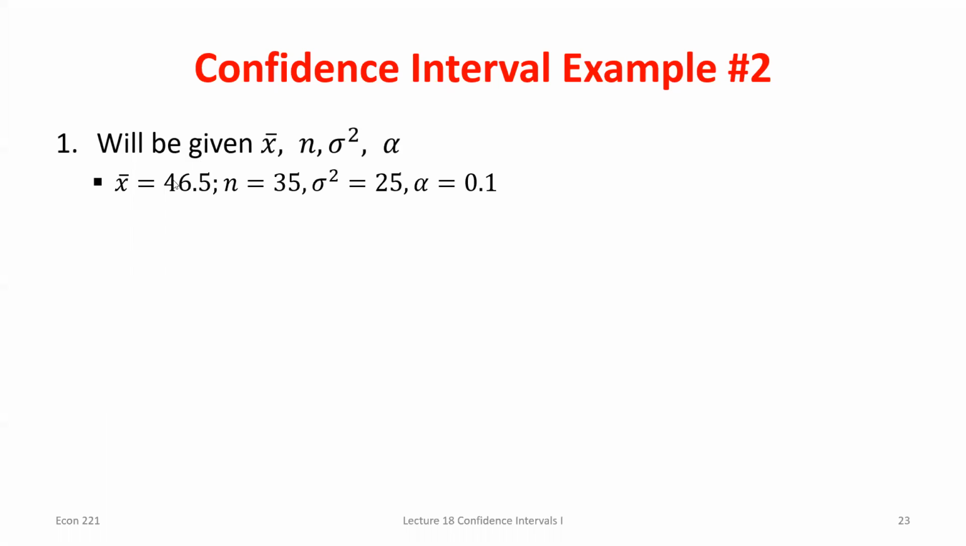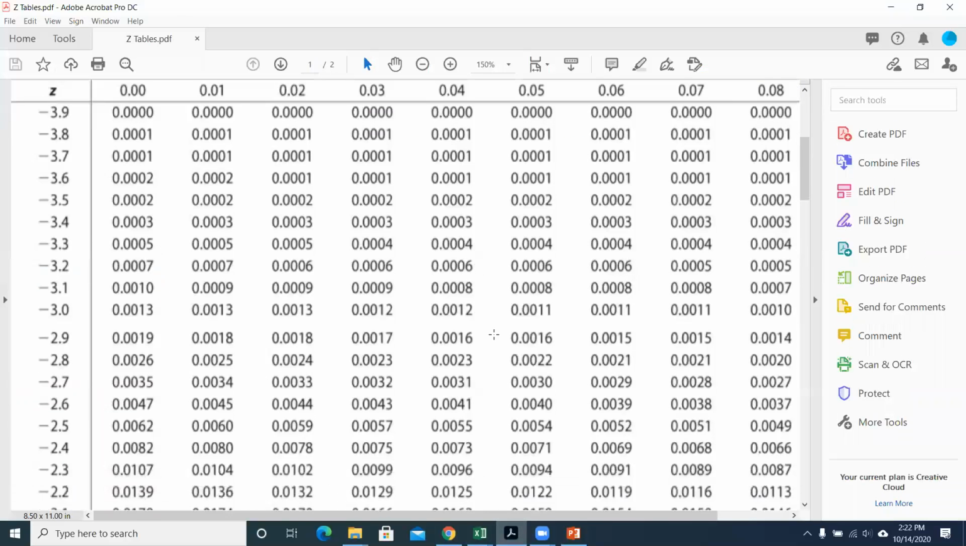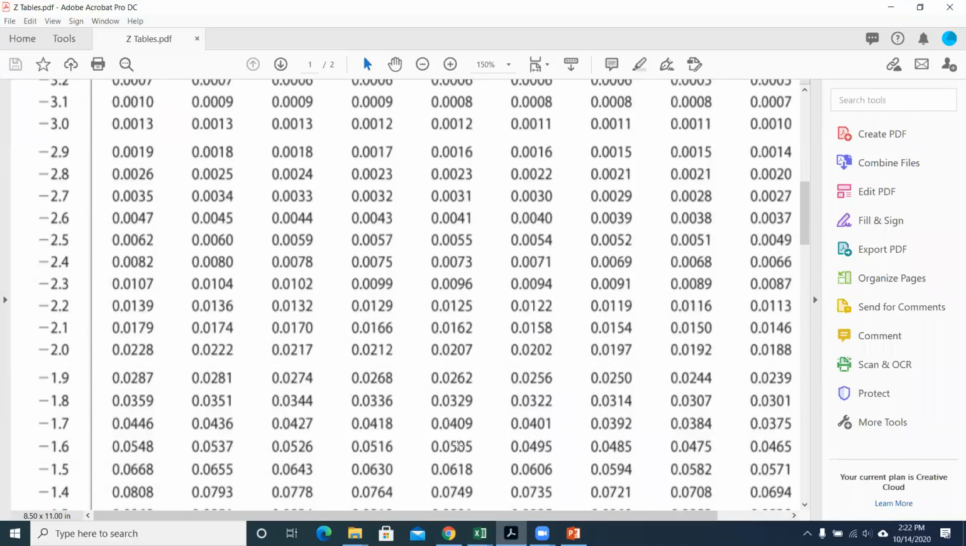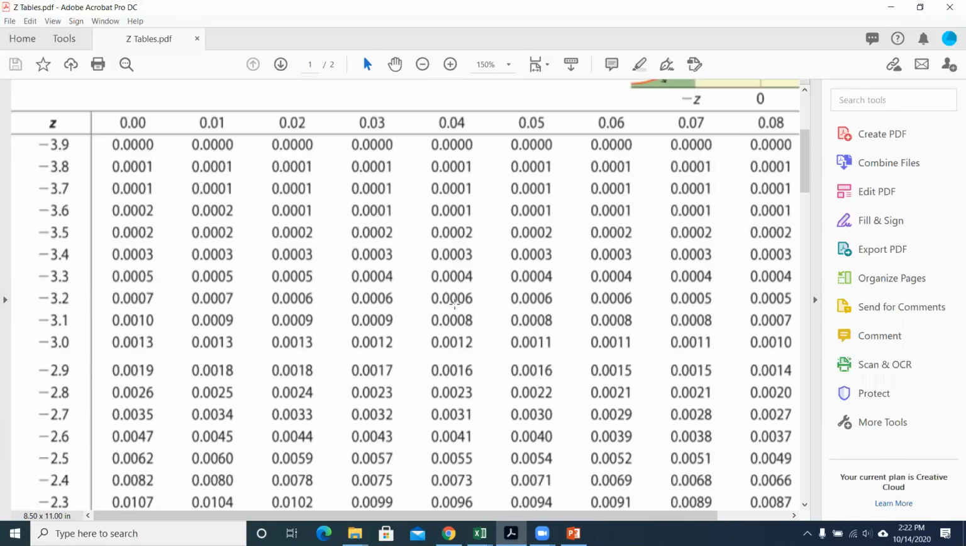So we identify the information we were given. We had alpha here, so it was kind of an easy one. What will the z-score be for alpha over 2? Well, if my alpha is 0.1, if I divide that by 2, that's 0.05. So I go to my table, find, okay, in between these two values, 1.64 and 1.65, take the higher in absolute value of the two since they look negative, 1.65.